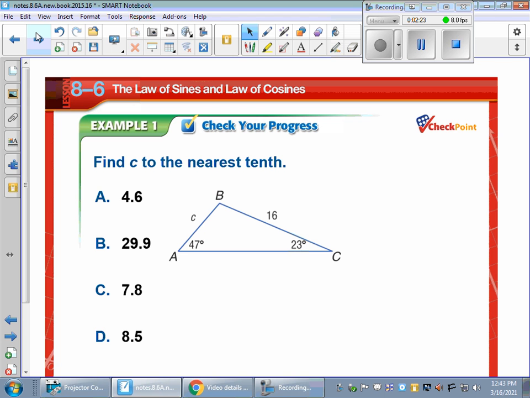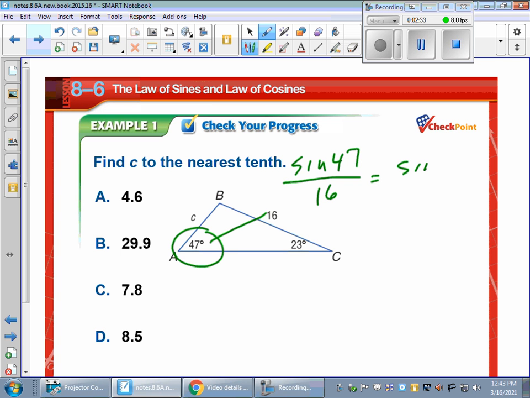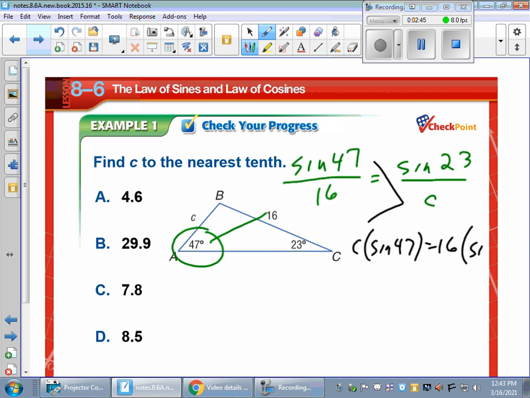First thing we're going to do is find an angle and the side opposite, so sine of 47 over 16 equals the sine of 23 over, in this case, c. From here again, we're cross multiplying, so c times the sine of 47 equals 16 times the sine of 23. Doing our math here, I'm going to go 16, making sure we're in degree mode, times the sine of 23, and I should have about 6.25.